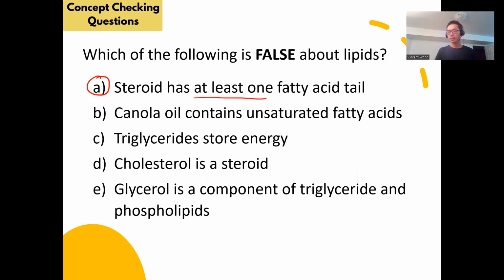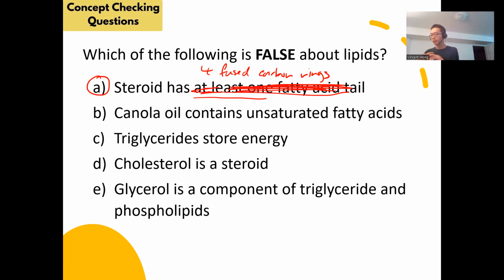I'm sorry, I have a quick question. Sure, please. How would you make the false statement into a true statement? So we would say steroid has, I'm going to cross this all out, has 4 fused carbon rings. That's what I would say. Okay, thank you. Anyone else?